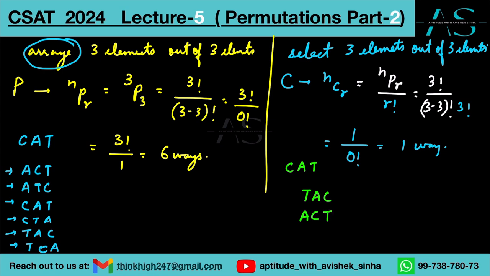The order does not matter. The elements are not changing. Yes, if we change the element, if we write TA, the elements change. It is a new combination. So when we select all in all, or nCn, it is always 1. I hope this is clear to everyone.